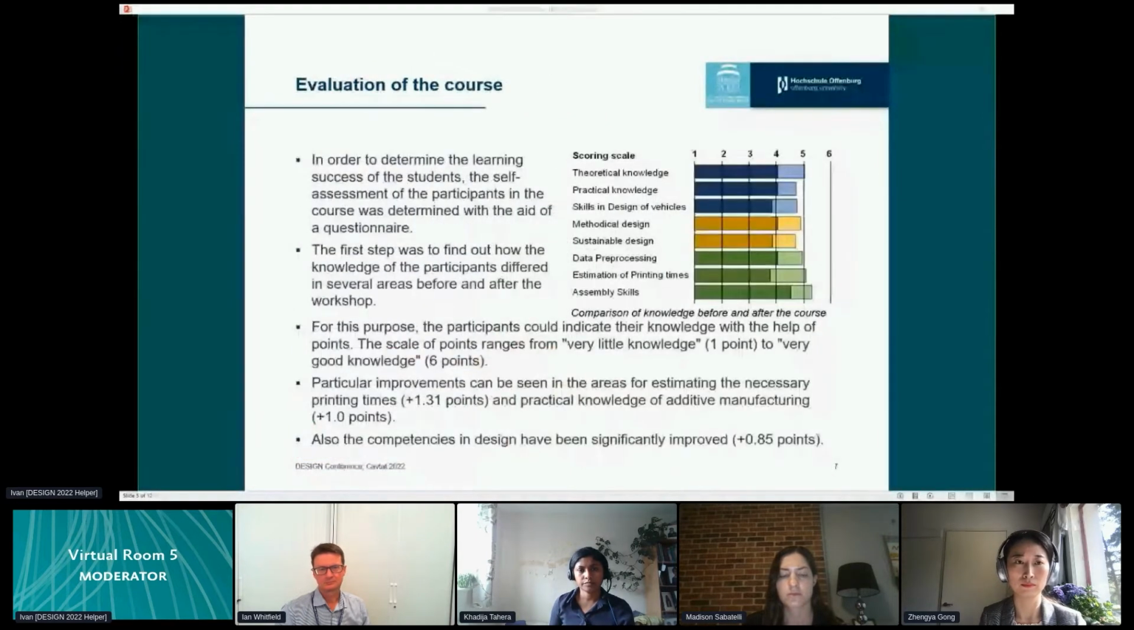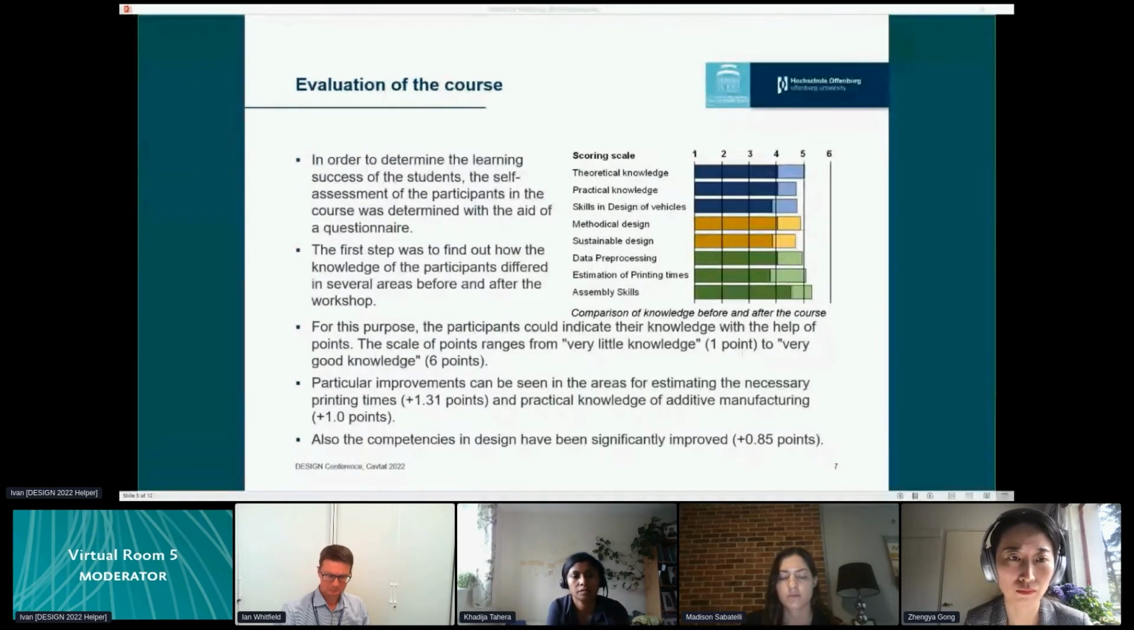In order to determine the learning success of the students, the self-assessment in the course was determined with the aid of a questionnaire. The first step was to find out how the knowledge of the students differed in several areas before and after the workshop. For this purpose, the students could indicate their knowledge with the help of points from a range from very little knowledge to very good knowledge.